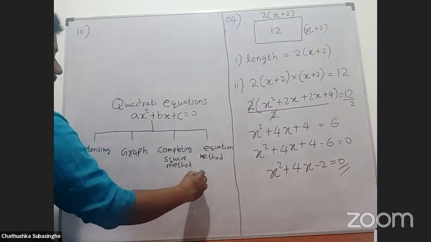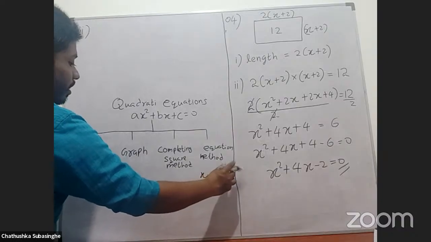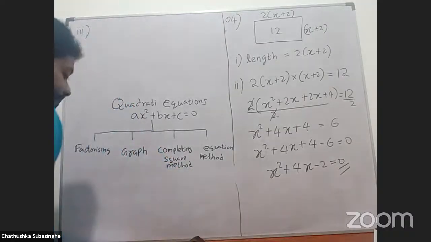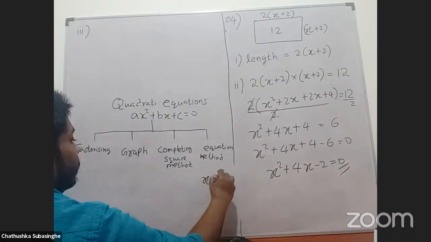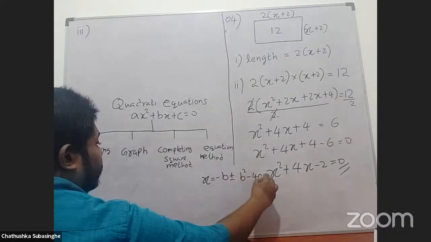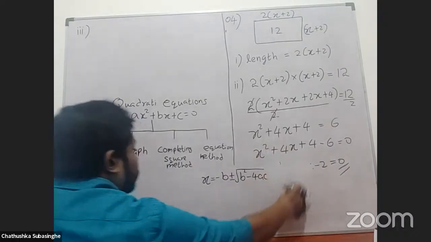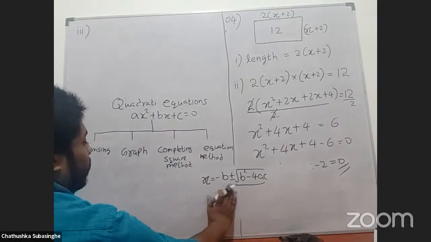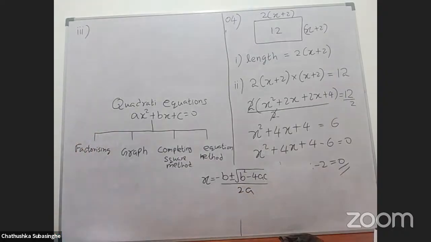And the equation is x equals minus b plus or minus the square root of b squared minus 4ac, divided by 2a. This is the equation.